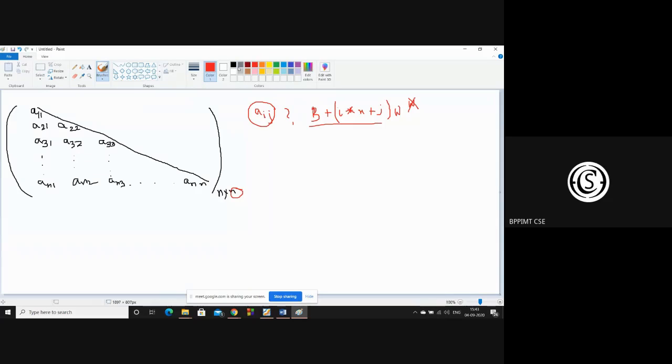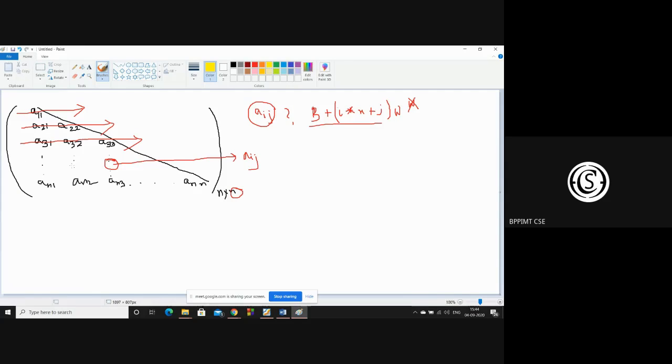In case of row major order, we have to scan first this row, then this row, then this row, and so forth until we get our desired position. This position is our Aij. Okay, this is the Aij.